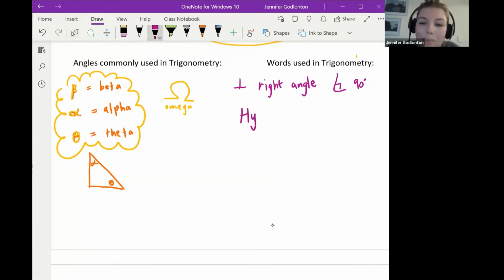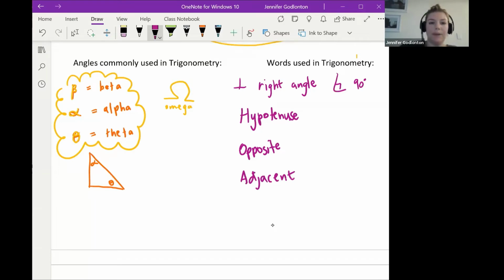Absolutely. Hypotenuse. Opposite and adjacent. Okay, so let's just quickly go through what these words mean before we start moving into triangles. Who can tell me what a hypotenuse is? Who can tell me what a hypotenuse is? And it's not a hippopotamus. It's not an animal.